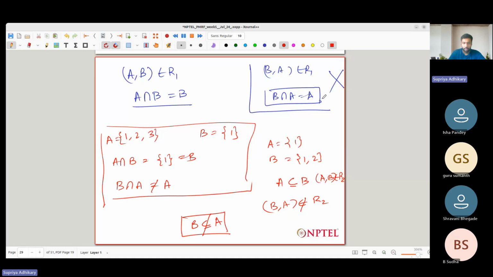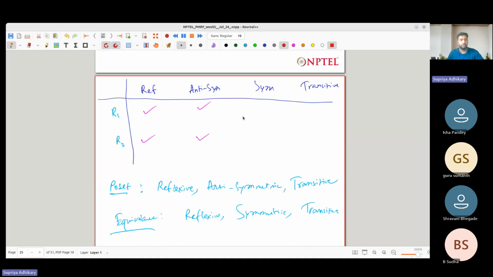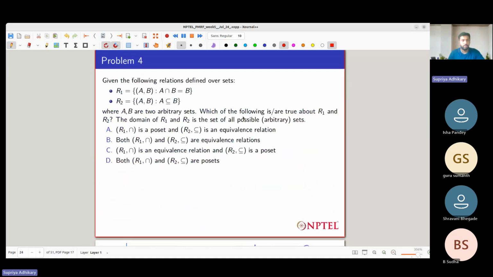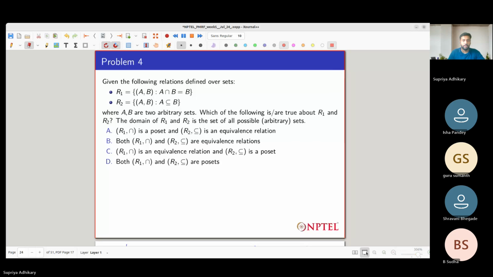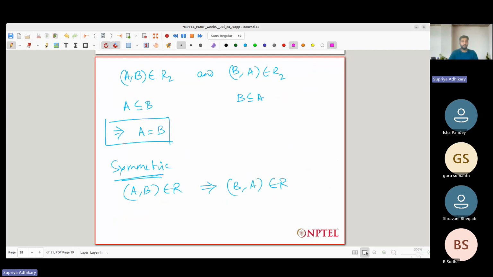Okay. So therefore, this relation R2 is not a symmetric relation, and neither is R1. So R1 and R2 both are not symmetric relations. Finally, we have to prove the transitivity property.